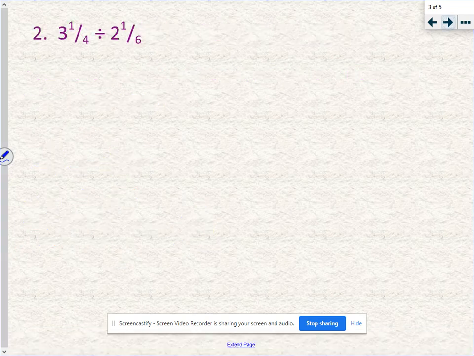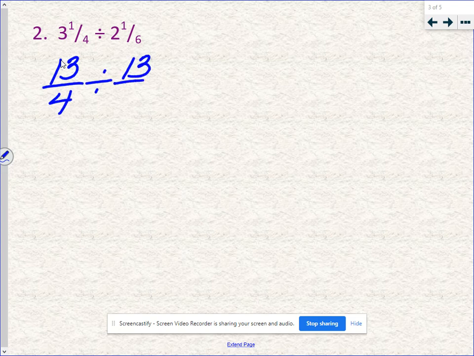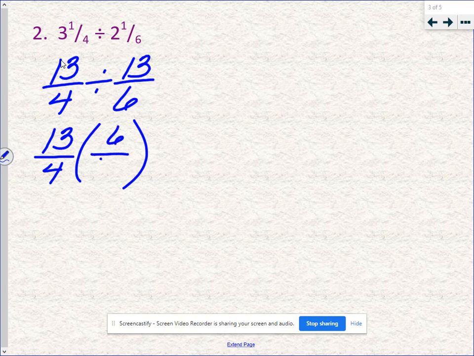So now we have 3 1/4 divided by 2 1/6. Convert all mixed numbers to improper fractions. We get 13/4 divided by 13/6. Keep, change, flip. Very nicely, 13 goes into itself once, 13 goes into itself once.